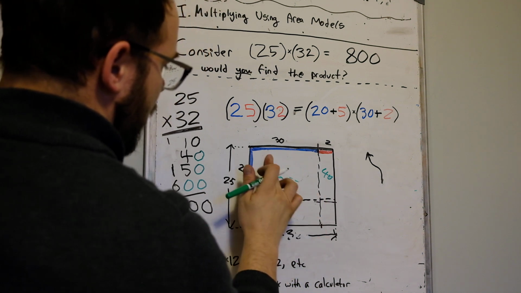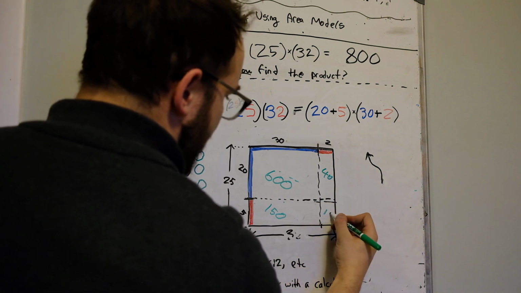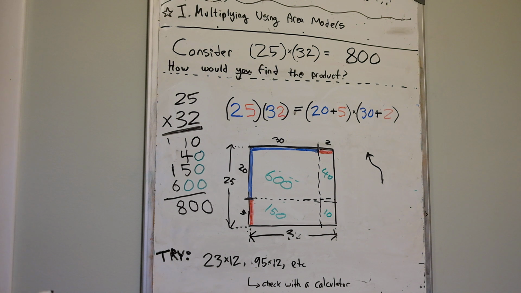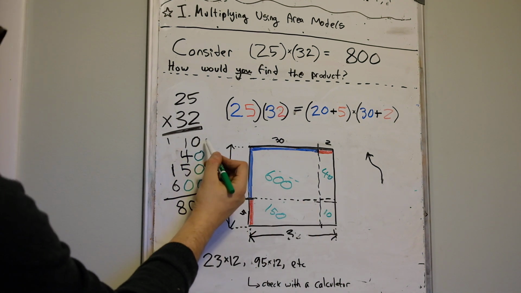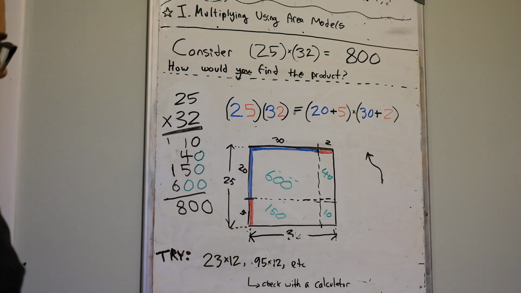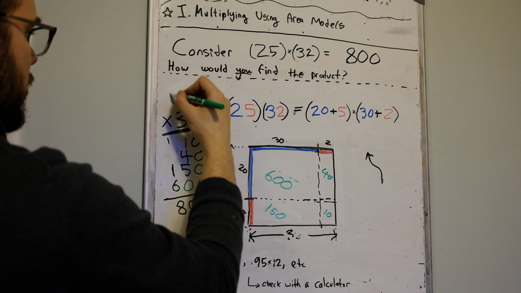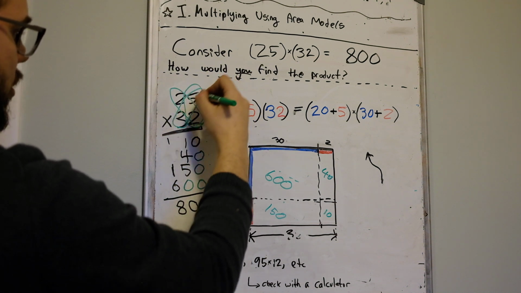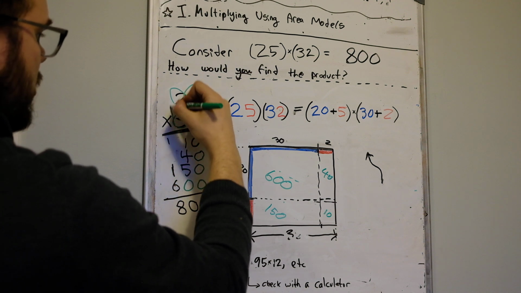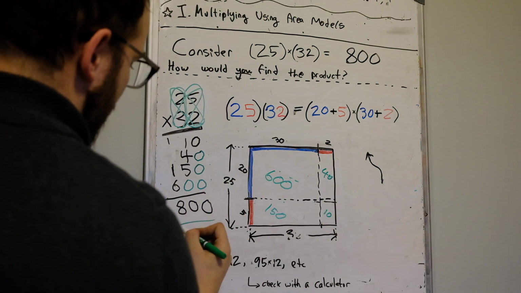And this last little corner is 2 by 5, and 2 times 5 is 10, so we get this little area here. You'll notice that the 4 areas we get are the same 4 parts we get when we do multiplication by the traditional method. We have 2 times 5, 2 times 20, 30 times 5, and 20 times 30. And if we add these up, we get the same product, which is 800.